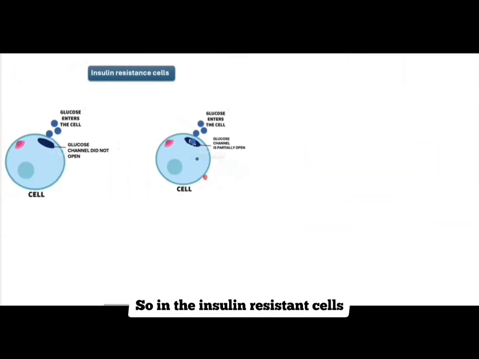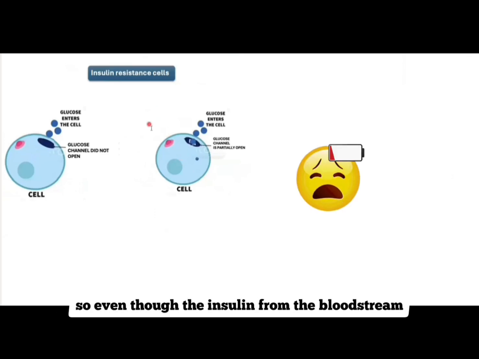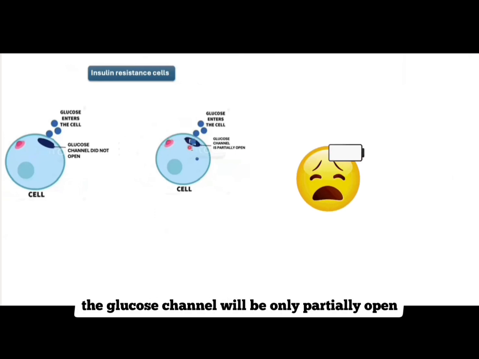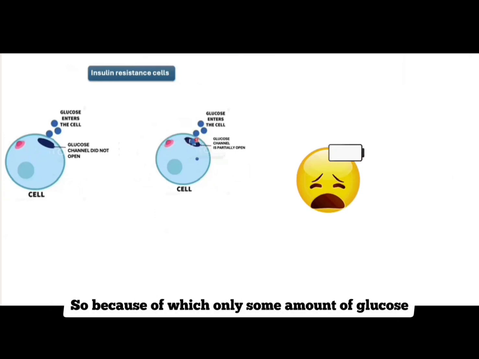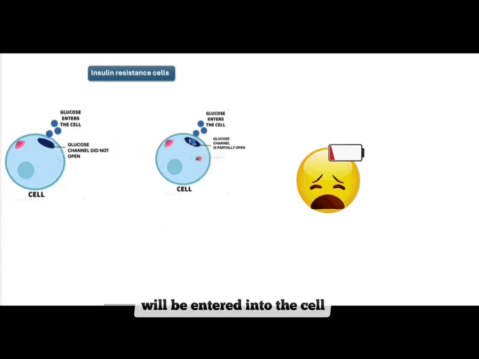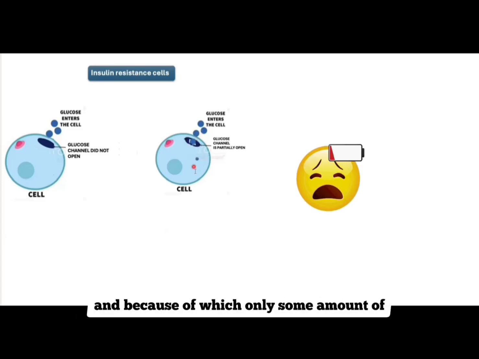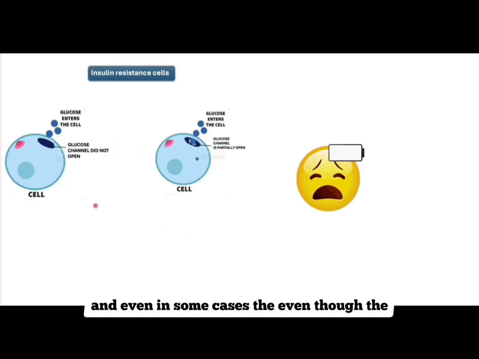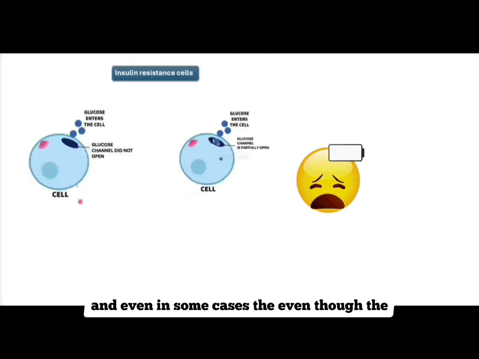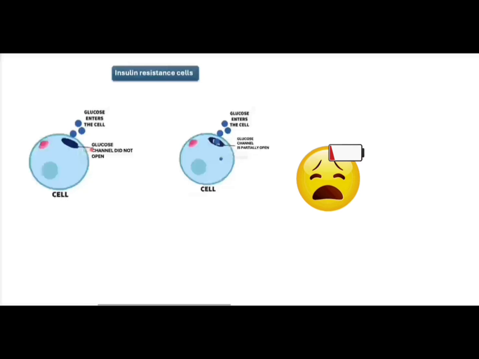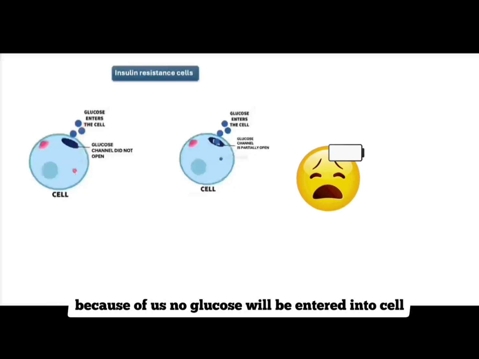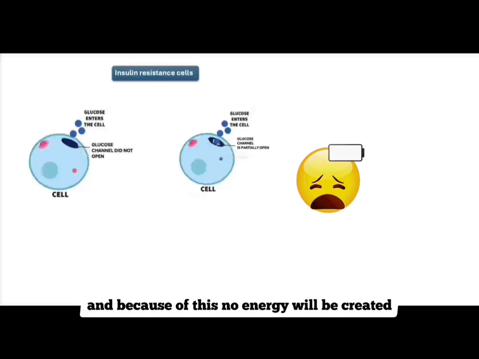In the insulin resistant cells, even though the insulin from the bloodstream is paired up with the insulin receptors, the glucose channel will be only partially open. Because of this, only some amount of glucose will enter the cell, and only some amount of energy will get created. And in some cases, even though the insulin is paired up with the insulin receptors, the glucose channel will not be opened at all. So no glucose will enter the cell, and no energy will be created.